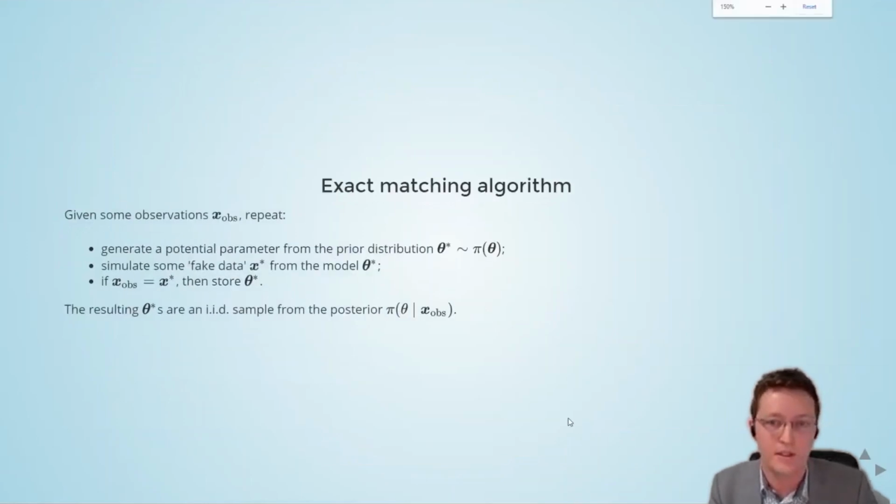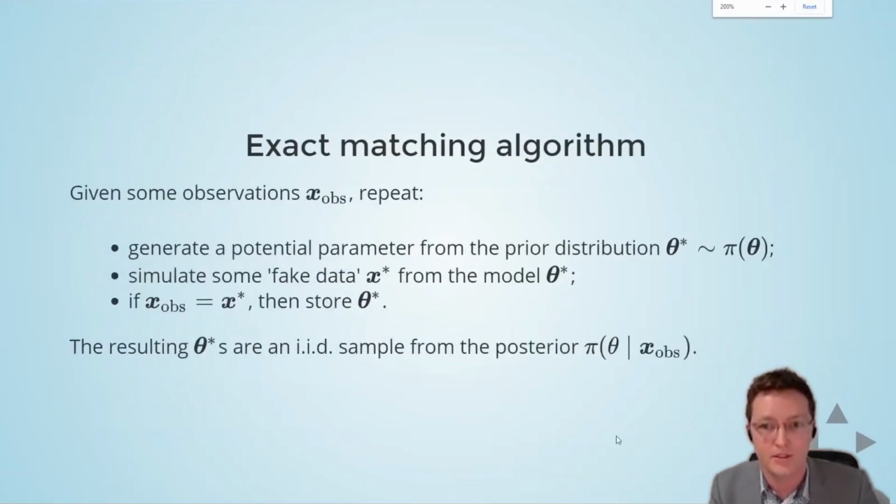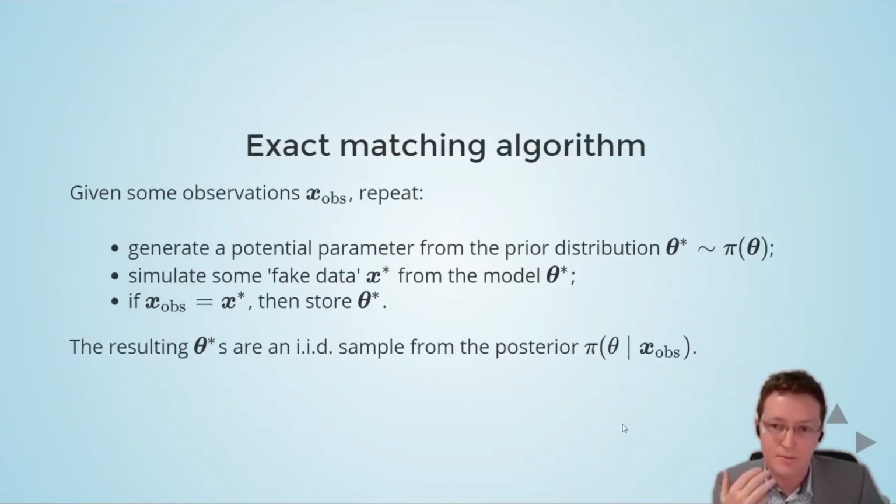I don't think anyone calls it by this name, but I'll call this the exact matching algorithm. So we have some observed data, and what we do is we start with our prior distribution, sample some potential theta from that, use that to generate fake data, and if the fake data is the same as what we're trying to fit, we store that theta prime as a sample from the posterior distribution.